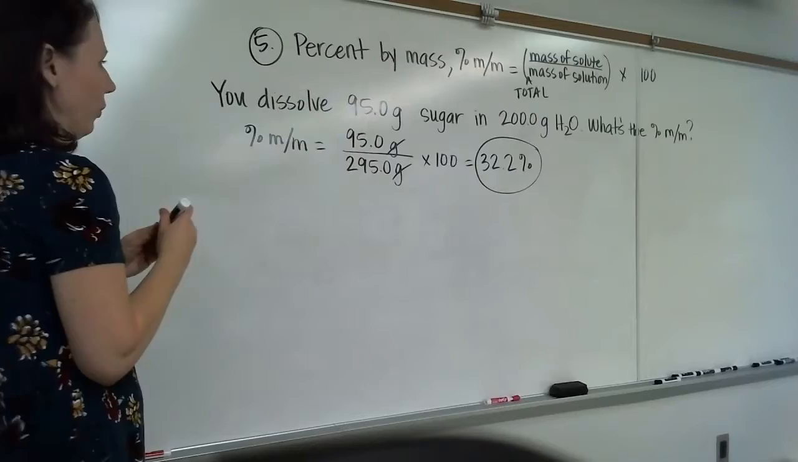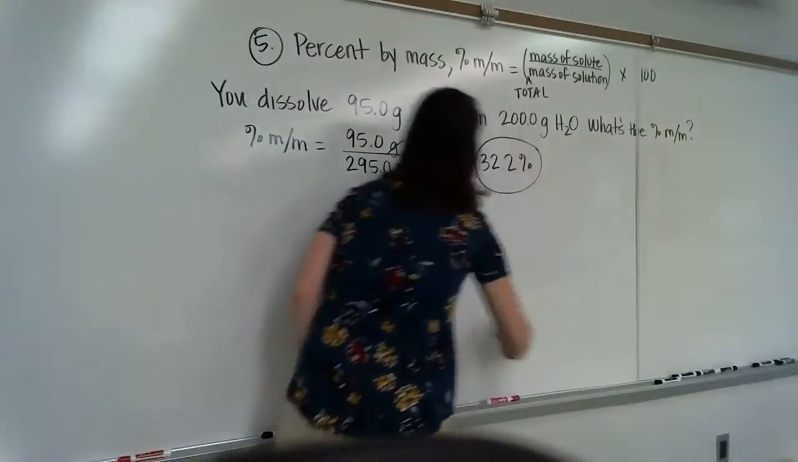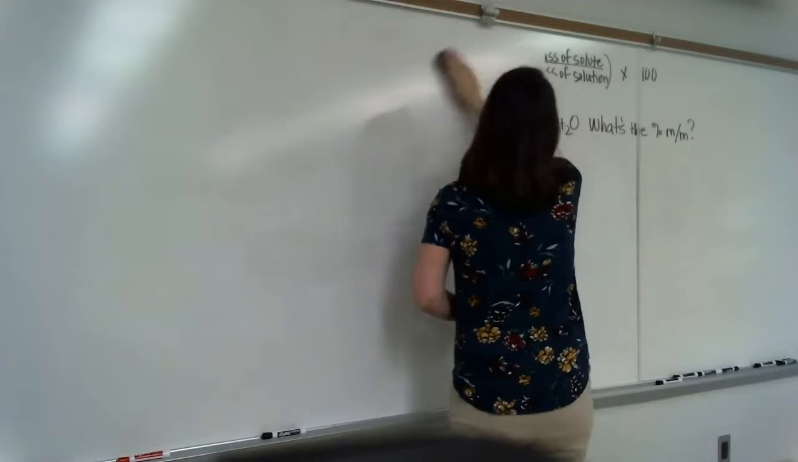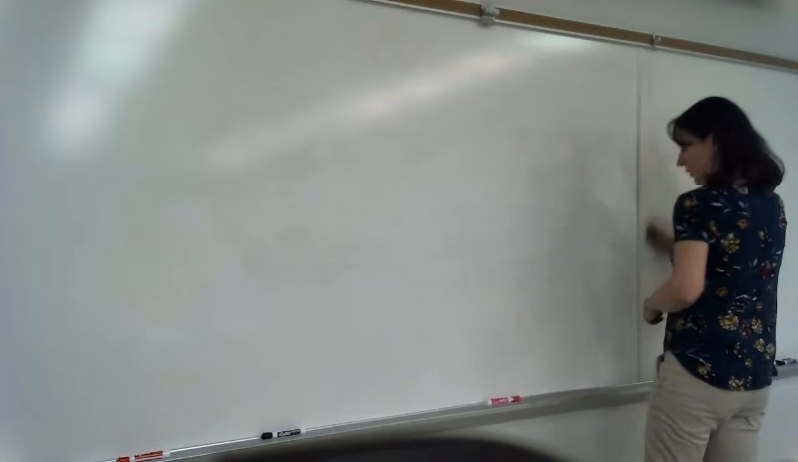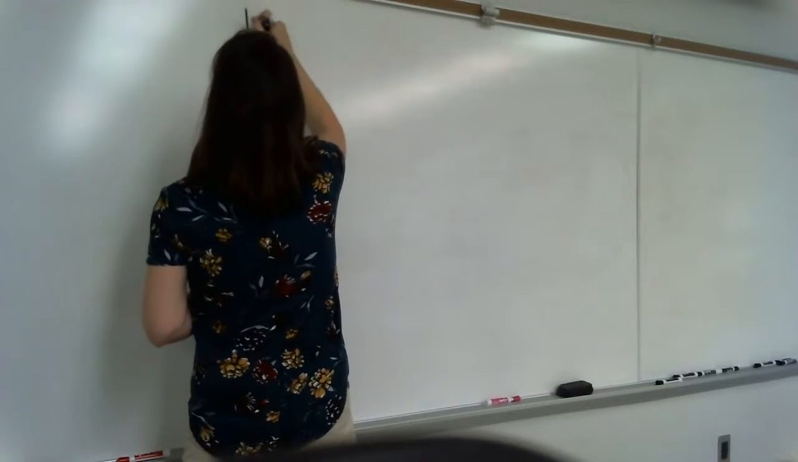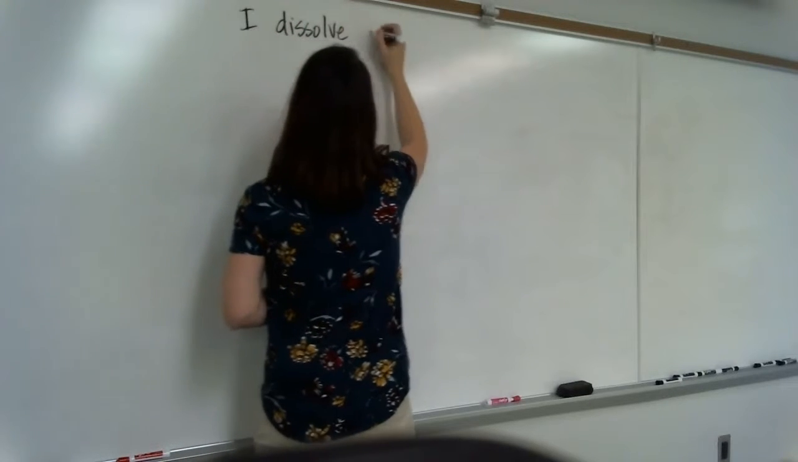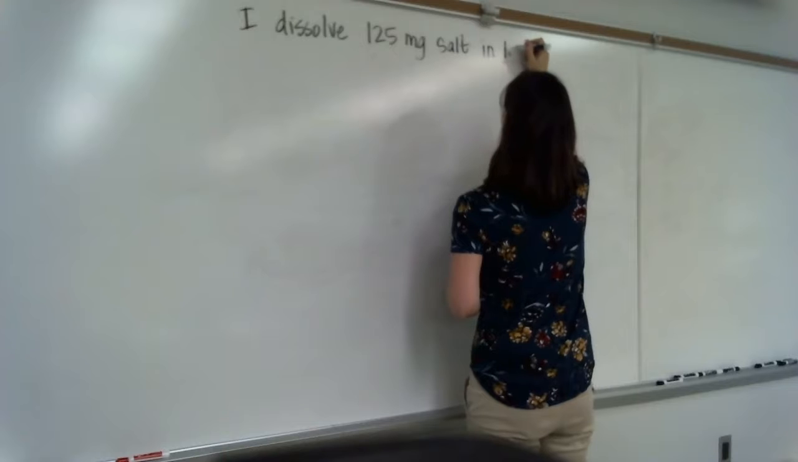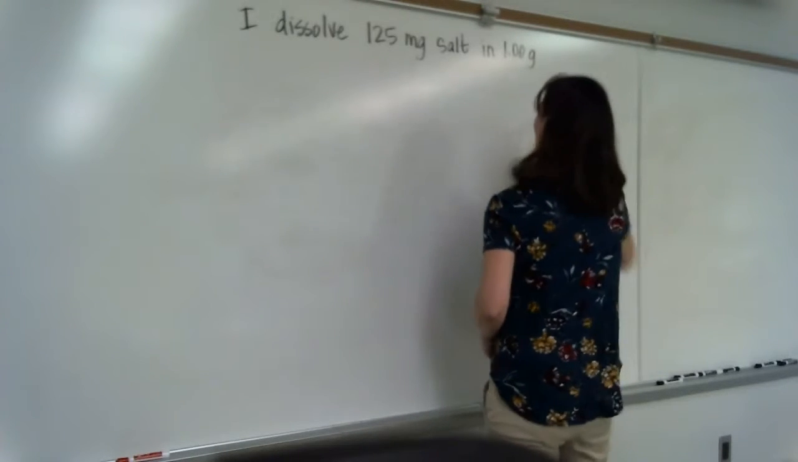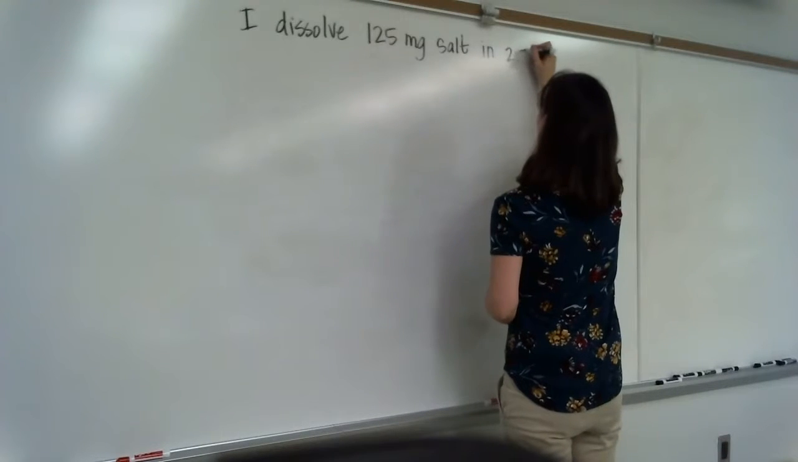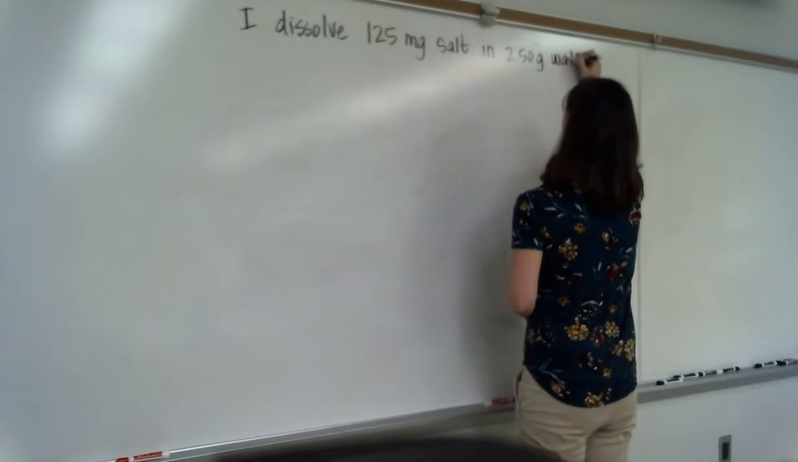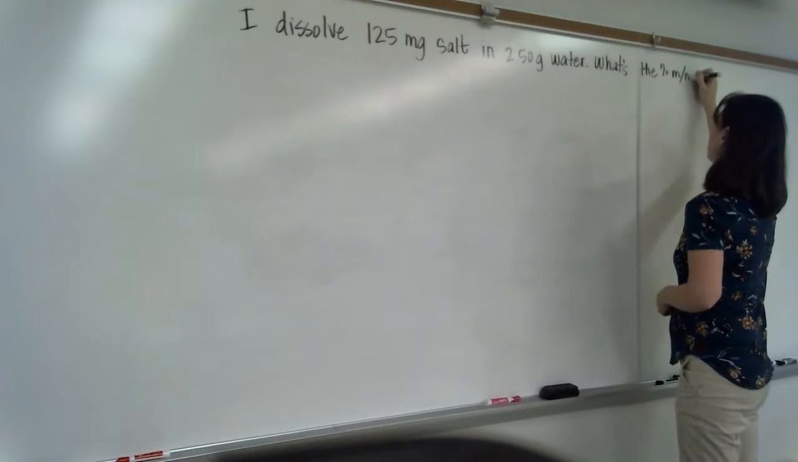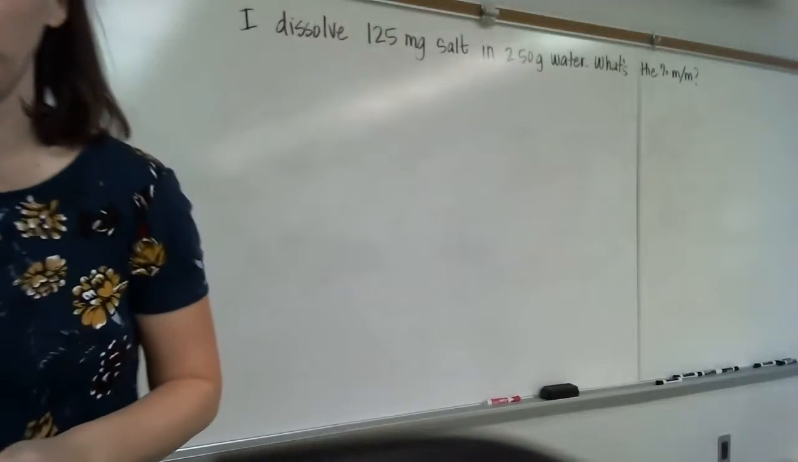All right, before I go on to any other ones, I'm going to put one up on the board for you to try. I'll pause the recording while I let you try it, and then we'll go over it. Use your formula to figure out which one to use. I dissolve 125 milligrams salt in 1.0 gram. Actually, let's not make it 1. That's too easy. Let's make it 2.50 grams water. What's the percent by mass? All right, I'm going to pause the recording and let you try this one.